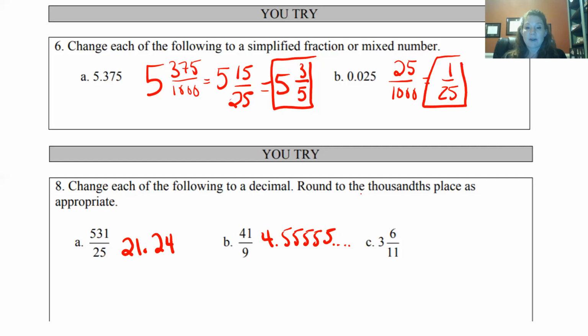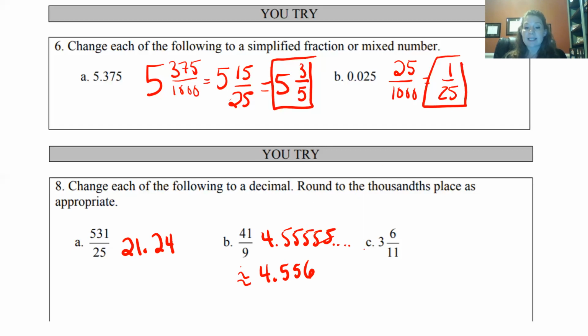4.55555. So I find the thousandths place, tenths, hundredths, thousandths. I look to the number to its right, which is a 5. A 5 will round this number up to a 6. So rounded, my answer is 4.556, and then I drop all other digits. So I'd say 41/9 is about 4.556.